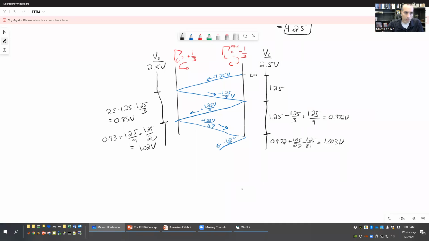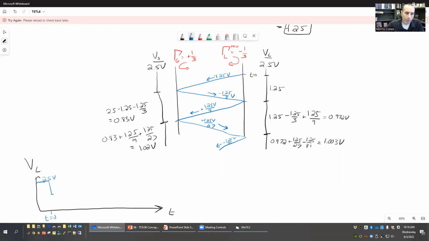All right, so this is VL as a function of time. Let's draw this in blue. It starts out at 2.5 volts, and here is t equals 0. Starts out at 2.5 volts, and then it drops to 1.25 right there.